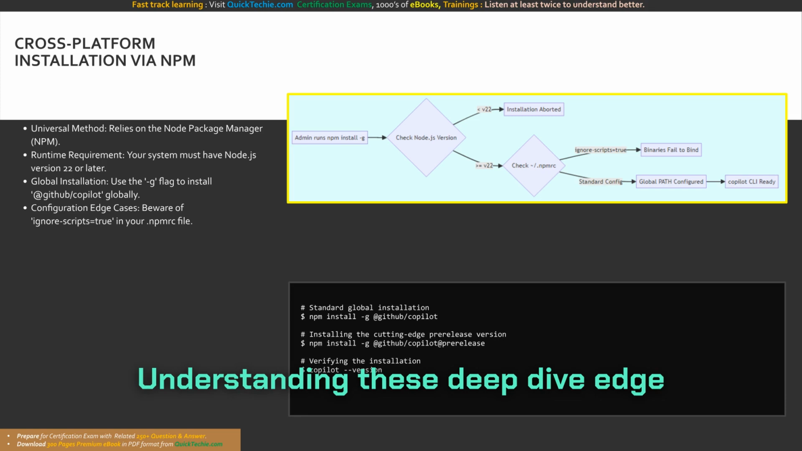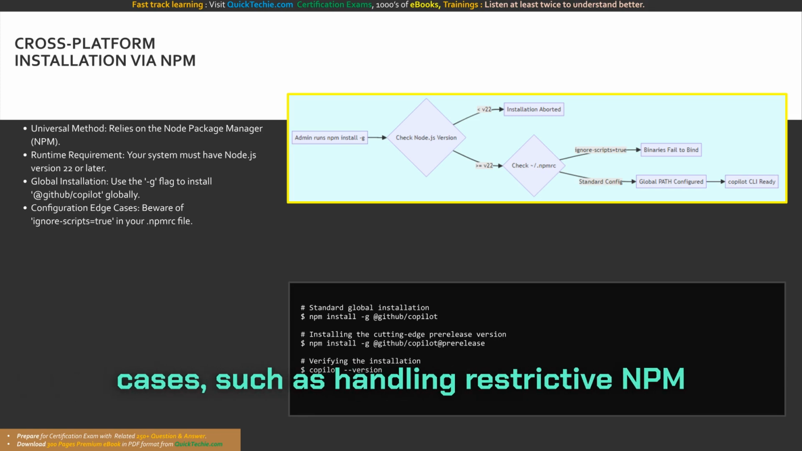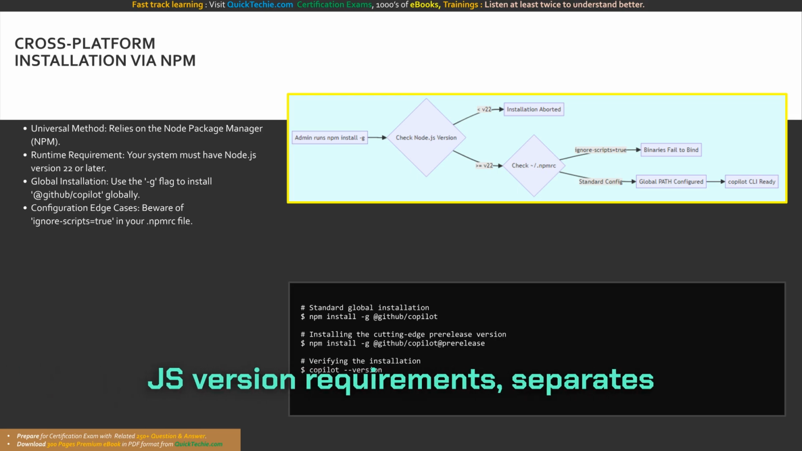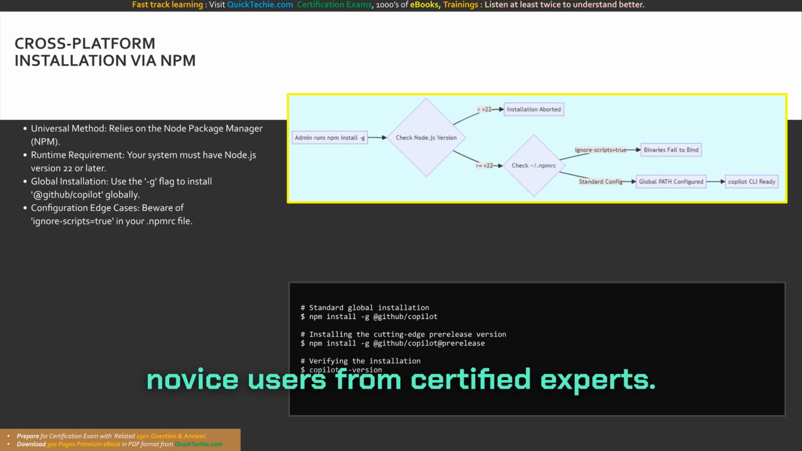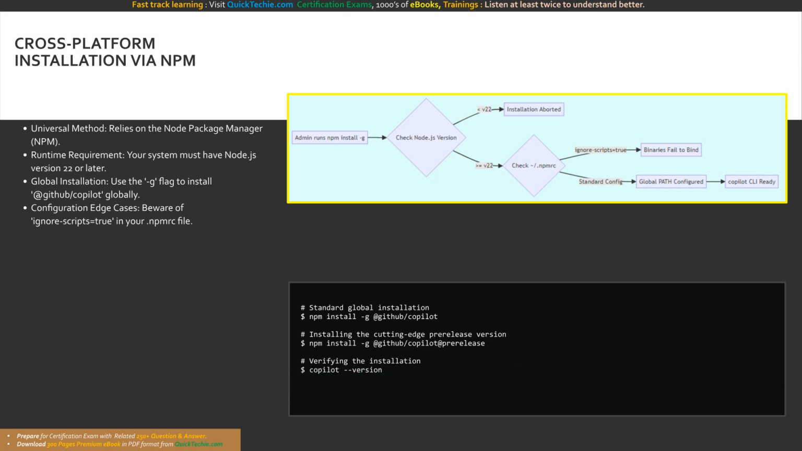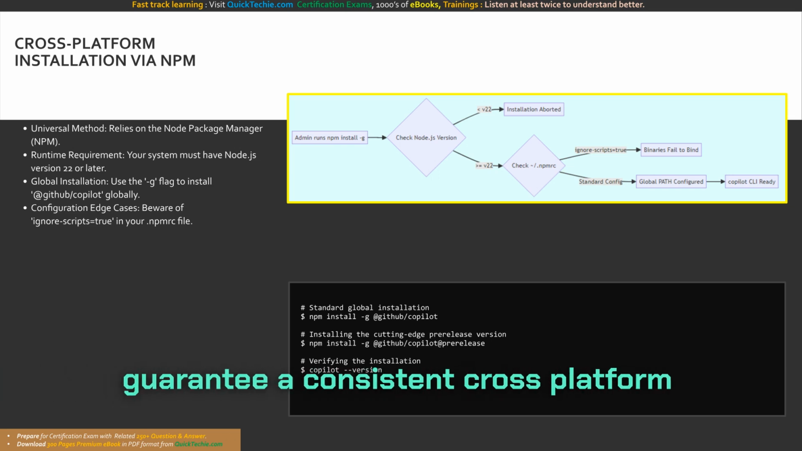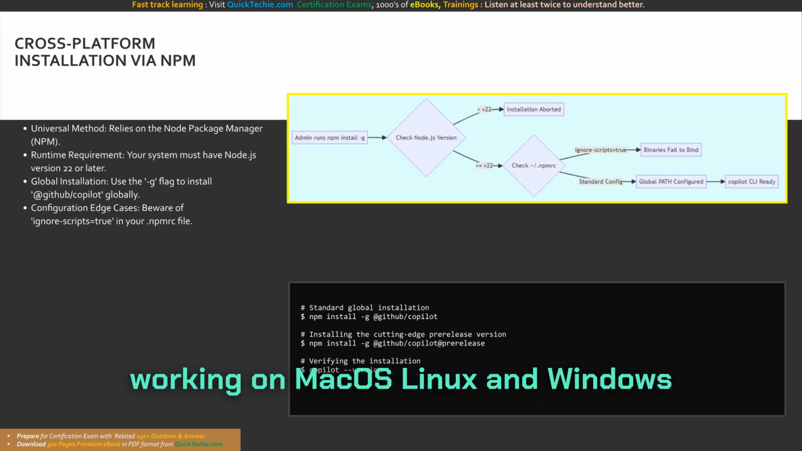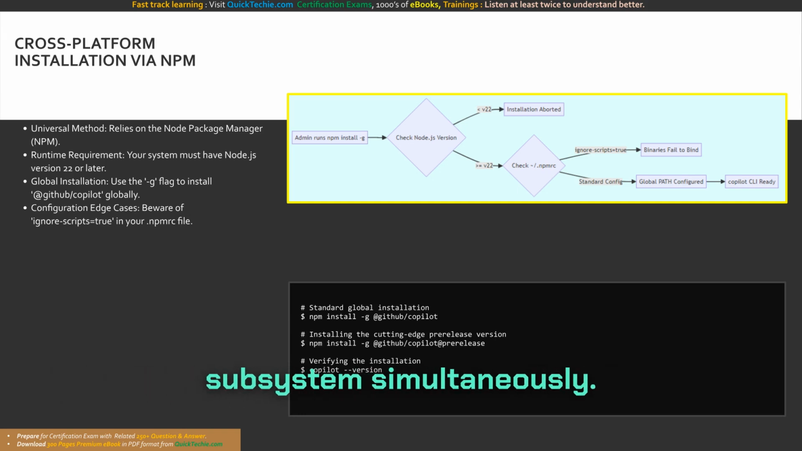Understanding these deep dive edge cases, such as handling restrictive npm configurations and managing exact Node.js version requirements, separates novice users from certified experts. By standardizing your team's deployment scripts around npm, you guarantee a consistent, cross-platform installation experience for developers working on macOS, Linux, and Windows subsystems simultaneously. Let's move on to native package managers.